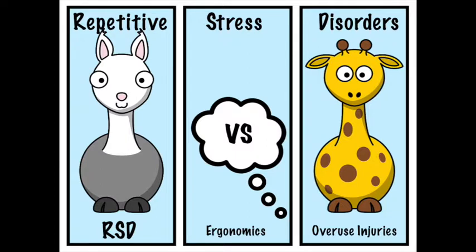Repetitive stress disorders have symptoms caused by repetitive motions that involve muscles, tendons, nerves, and joints. These conditions most commonly occur as workplace or sports injuries.